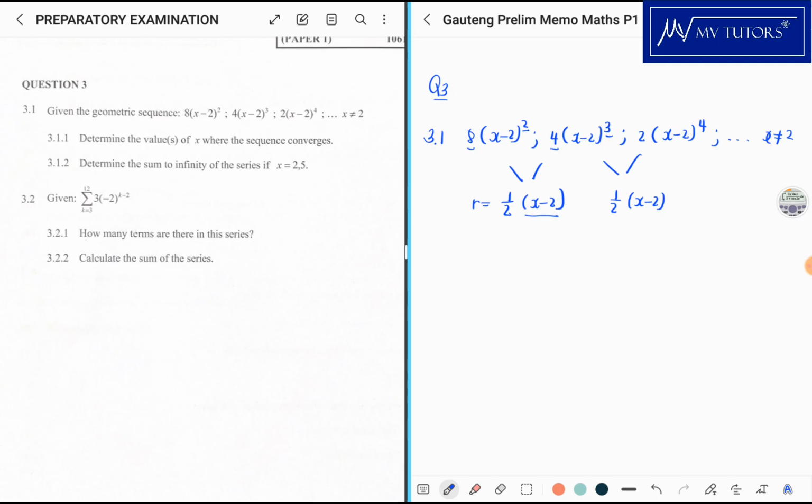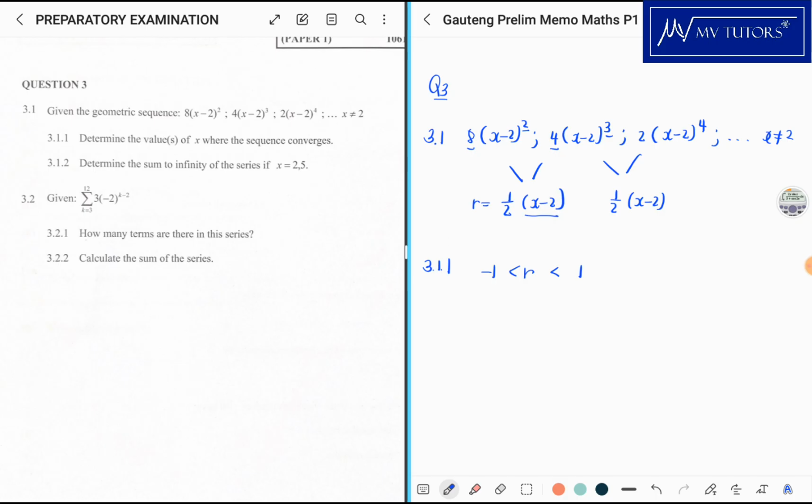Okay, so what is the question saying? 3.1.1 says, determine the values of x where the sequence converges. Remember, the condition for convergence is that your common ratio should be in between -1 and 1. Or else it doesn't converge. It will diverge. It will become bigger and bigger.